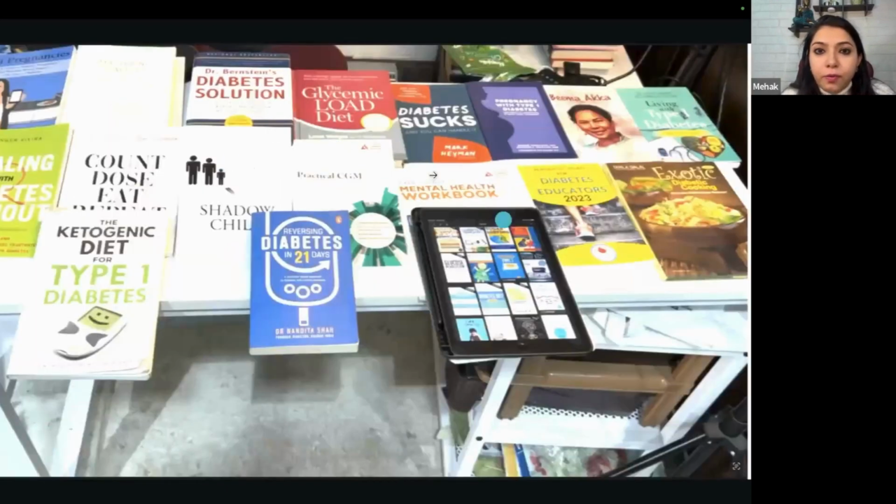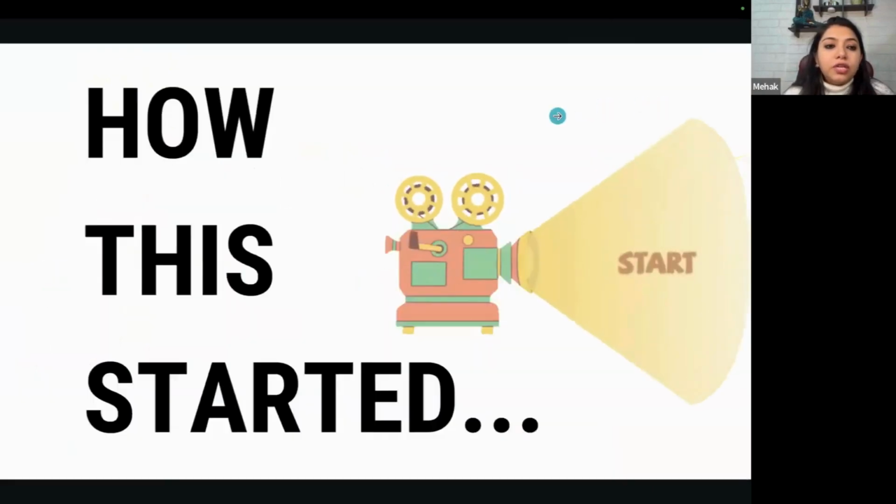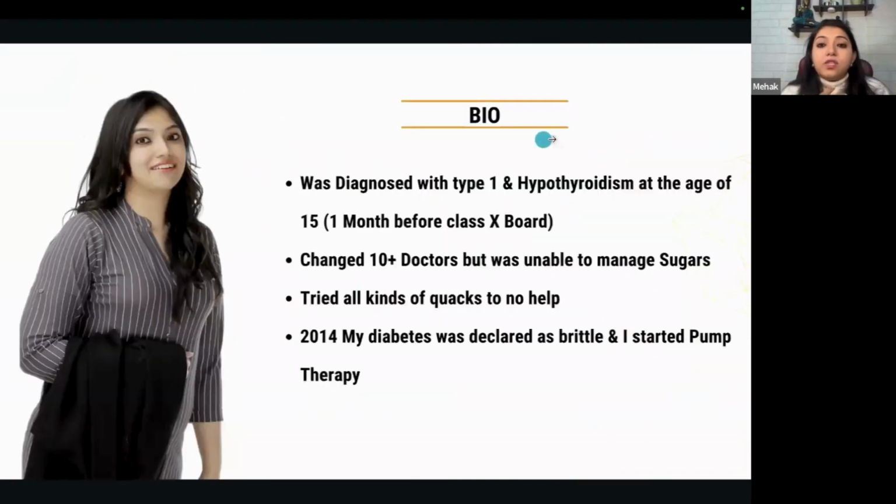These are a few of the books on diabetes that I have read, and I'm proud of reading all these books. So, how did my journey start? I was diagnosed with type 1 diabetes and hypothyroidism at the age of 15. It was just 1 month before my class 10th board exams.